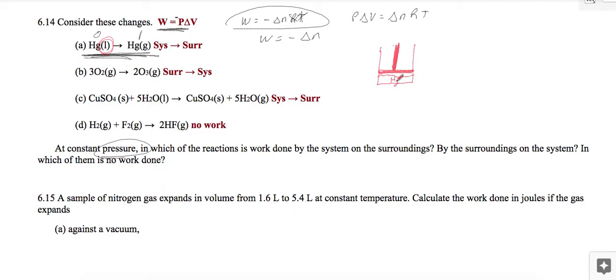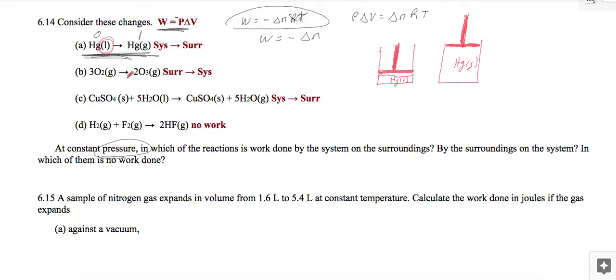If this mercury liquid then changes to a gas, this is not to scale. It's going to expand, and so this is the surroundings that we're looking at, the movement of this piston against whatever it's pushing on, and so that's going to expand, and we end up having work being done from the system on the surroundings. So you can think about it conceptually as well.